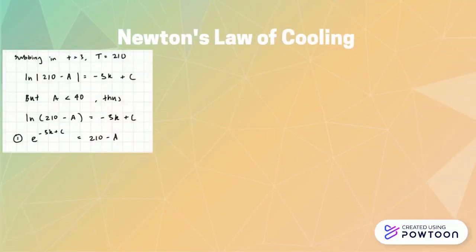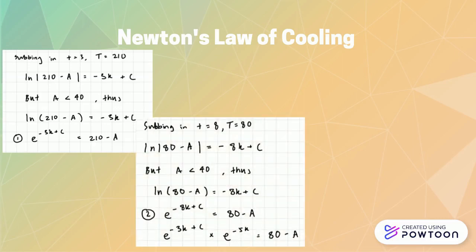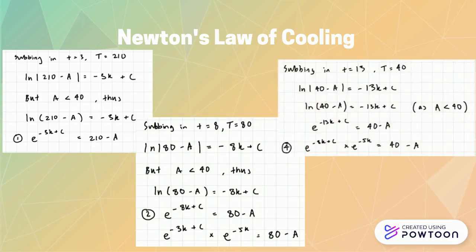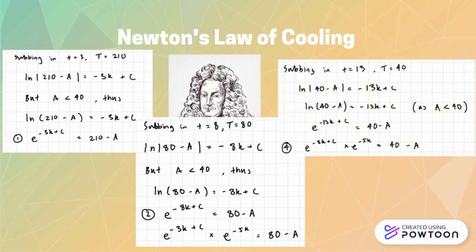Substituting time equals 3 hours and temperature equals 210 degrees, then manipulating the variables gives this equation, with 3 unknown variables k, c, and a. As this expression alone cannot find the time taken, we must substitute other values of temperature and time that are known, which are time equals 8 hours, temperature equals 80 degrees, and time equals 13 hours and temperature equals 40 degrees, to form 3 simultaneous equations as shown below.